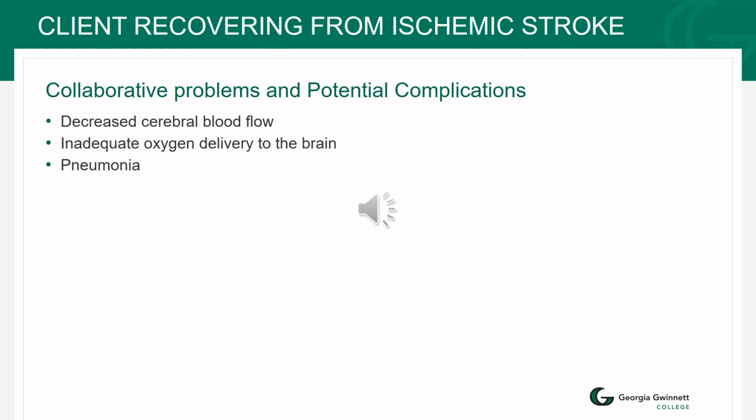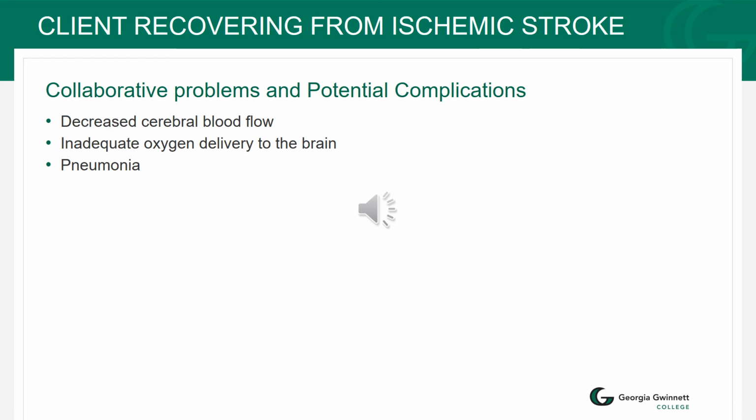Here are some potential problems, potential complications for a client that's recovering from an ischemic stroke. They can have decreased cerebral blood flow. Remember, your brain needs adequate blood flow perfusing in order for it to function properly. And what goes along with the blood flow is the oxygen delivery to the brain. Remember, the oxygen binds with that hemoglobin, and that's how the brain is going to get the oxygen and the nutrients through the perfusion of the brain.